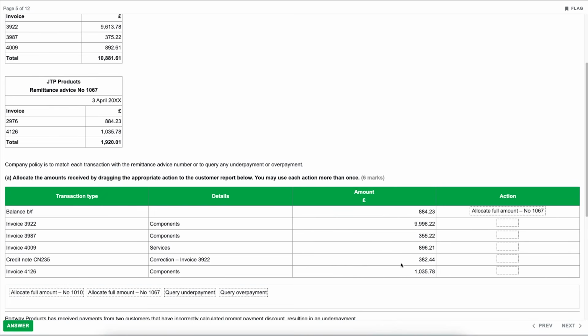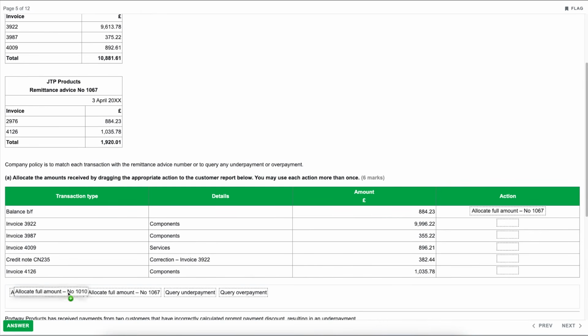Now, if we take that amount off, that 382.44, off our invoice up here, we will get the net amount. So obviously the invoice less the credit note amount. Now, if we do the invoice less the credit note amount, that comes to £9,613.78. So actually, what we can do is allocate the full amount to remittance number 1010.